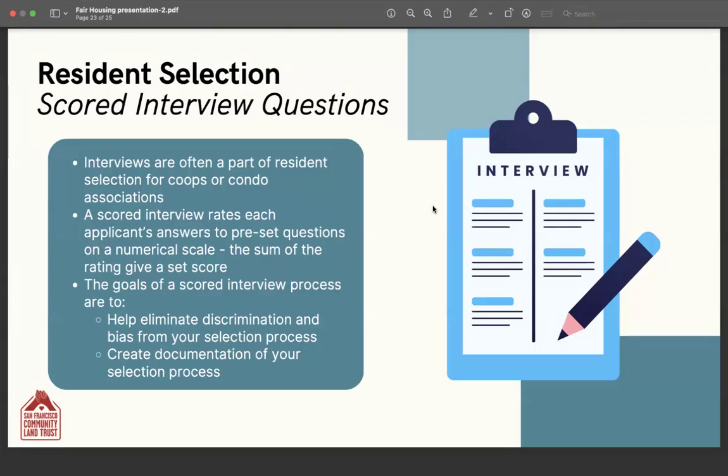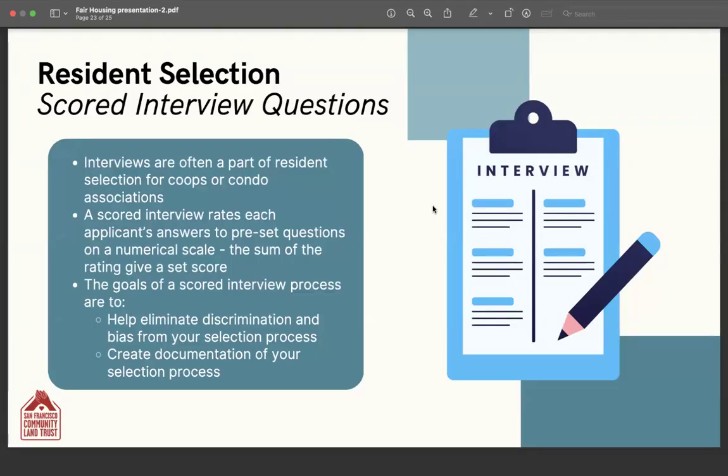You just want to make sure that there's nothing, again, in an affordable housing loan document or local law that prohibits this being used. Scored interviews rate each applicant's answer to preset questions on a numerical scale. So you asking someone a question and you're rating it from 1 to 5. And then you take the sum of the ratings across all of the questions that you have, and that gives a set score.